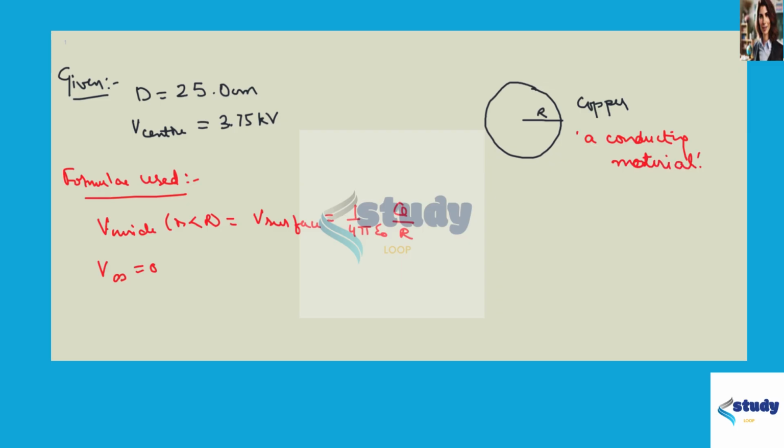Conducting material means whatever the charge is on the sphere or within the sphere, the charge can move around. And we know that the charge moves from higher to lower potential. So whatever the charge inside is, it will move to the surface. If it's positive charge, it will move towards the surface, and if it's negative charge, it will move towards the surface also.